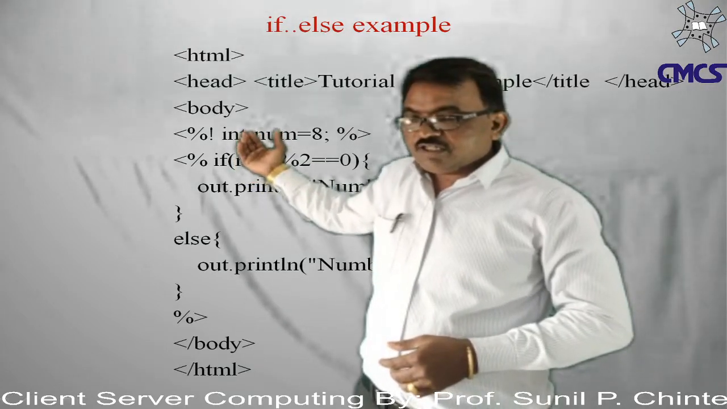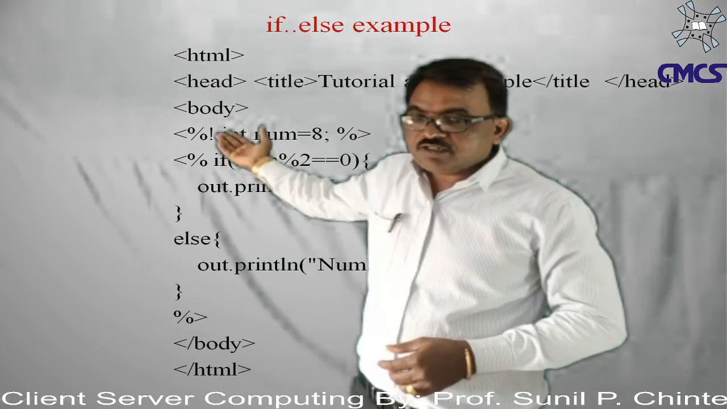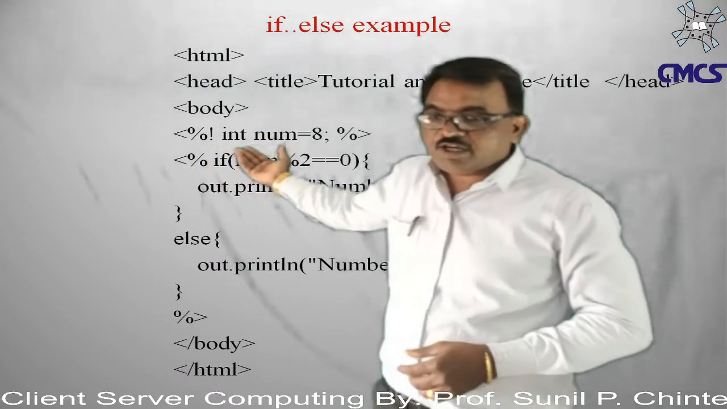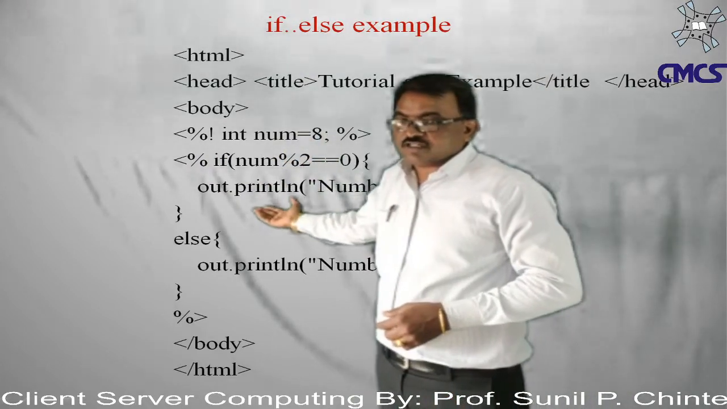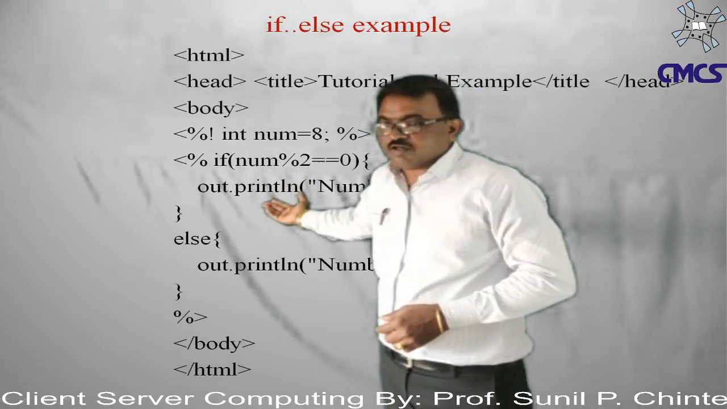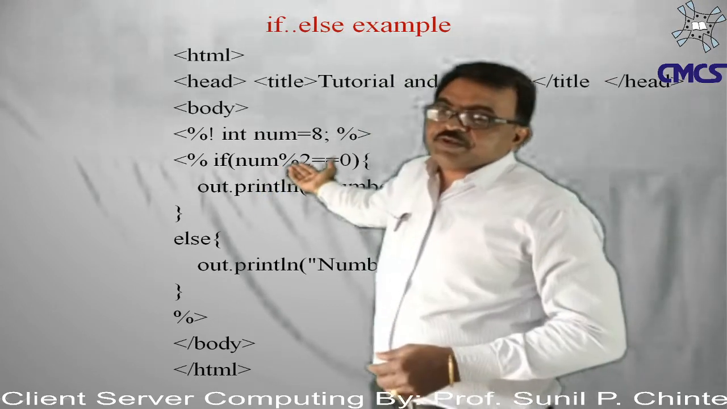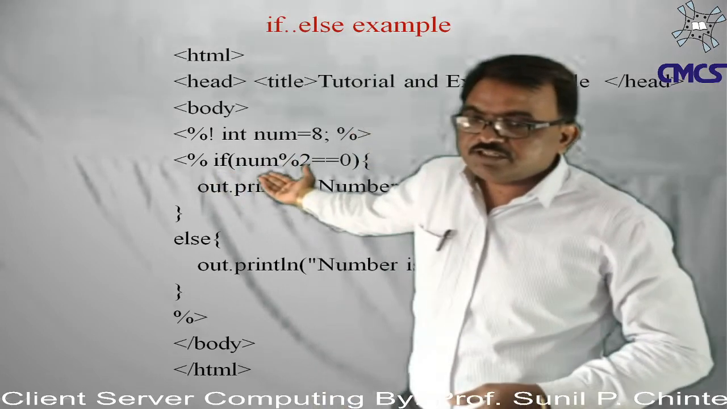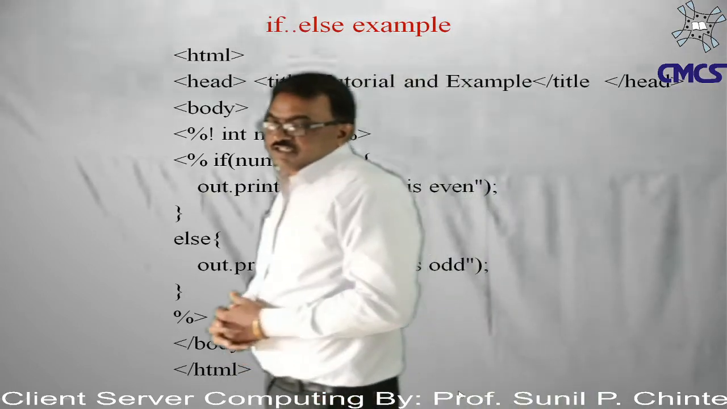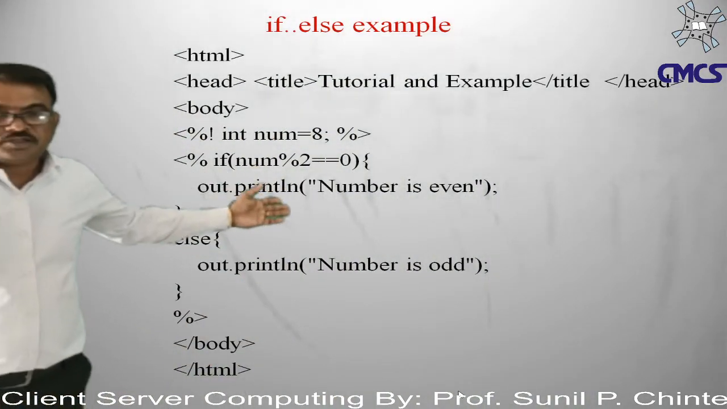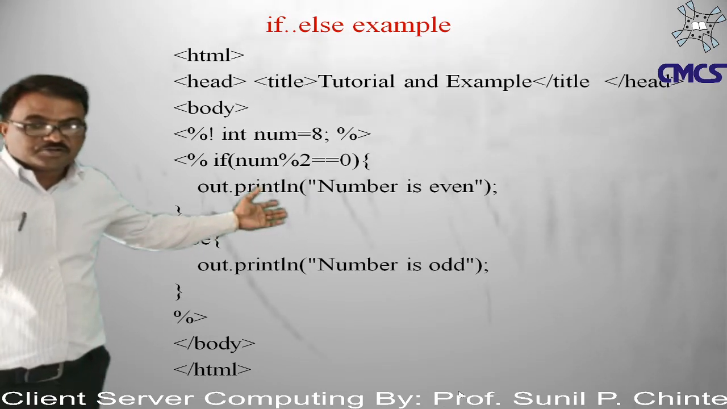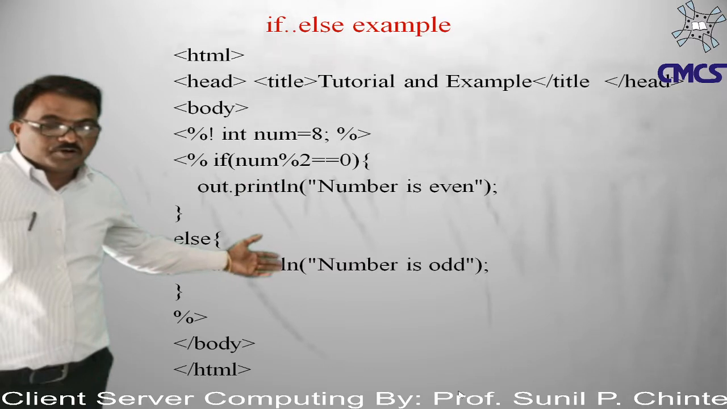I have initialized the num variable with the value 8, and then I am going to check whether it is an even number or an odd number. For that purpose I have written the condition: num modulus 2 equals 0. If this condition is satisfied, the body of the if statement will be executed and the else block will be skipped.